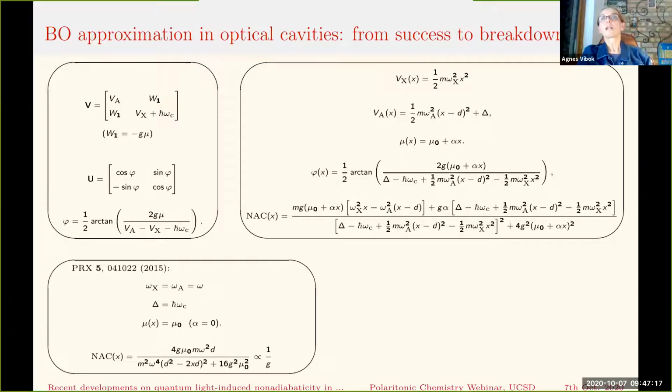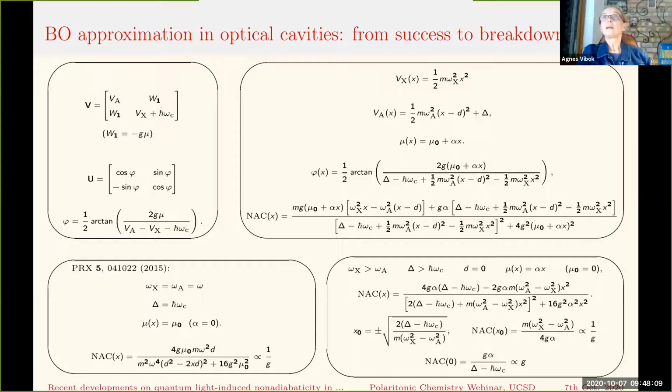At this point, I would like to refer to the work of Johannes Feist and his co-workers five years ago, when they used a similar model. They used parameters where Wx and Wa were the same. The delta in this model was the photonic energy in the cavity, and they used a constant TDM. They calculated the NACT, and they found that the NACT is proportional to 1/g. It means that when they increase the cavity coupling, they arrive at the strong coupling limit. They found that in the 1D calculation, the Born-Oppenheimer approximation in the strong coupling limit is valid.